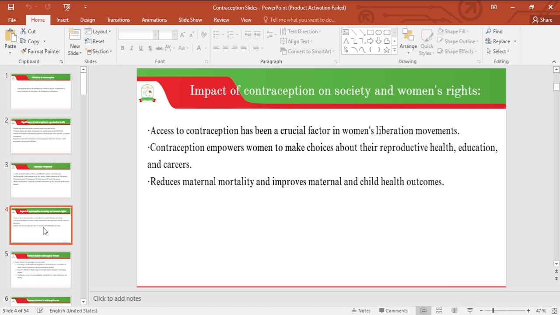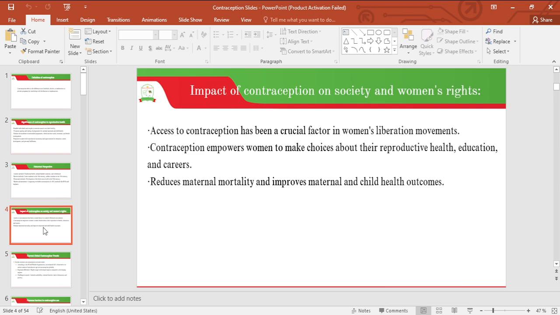Let's look at the impact of contraception on society and women's rights. Access to contraception has been a crucial factor in women's liberation movements. Remember, contraception empowers women to make choices about their reproductive health, education, and careers. You find that when women are using contraceptives, they can have ample time to pursue their education and also careers.